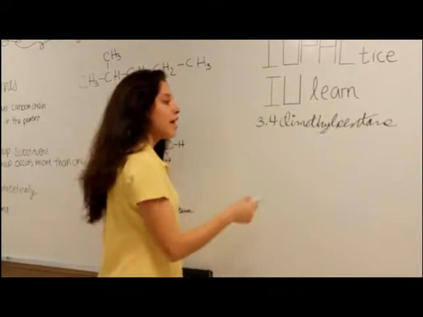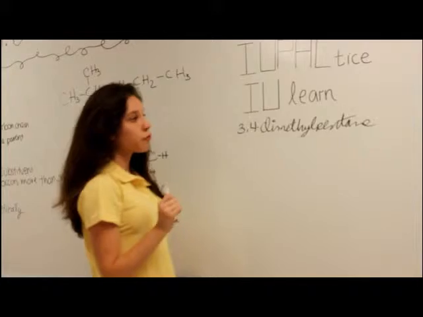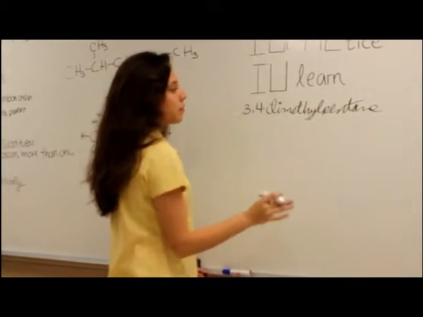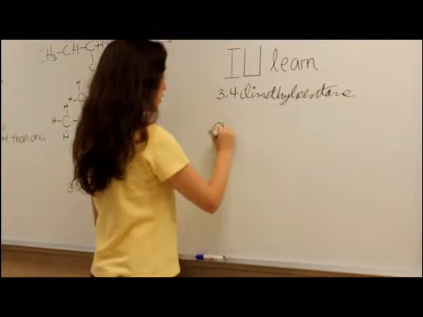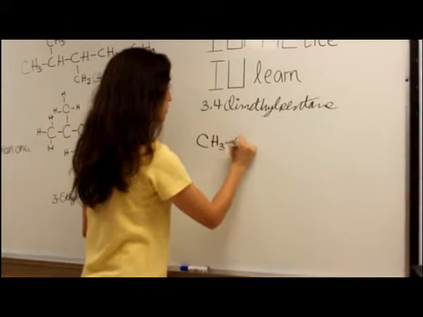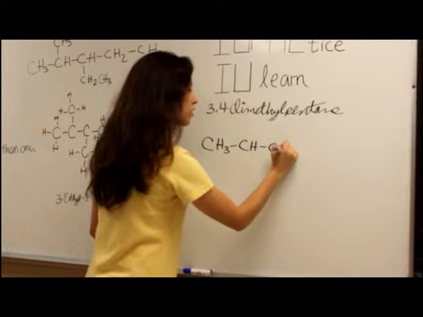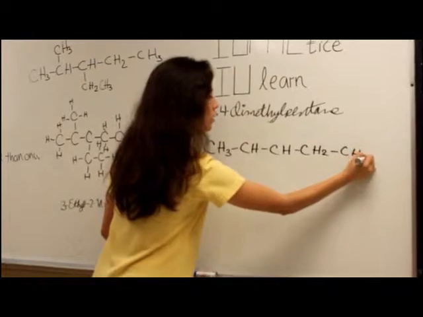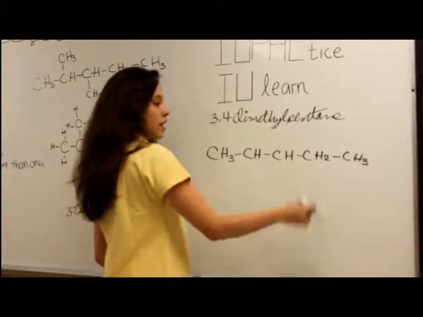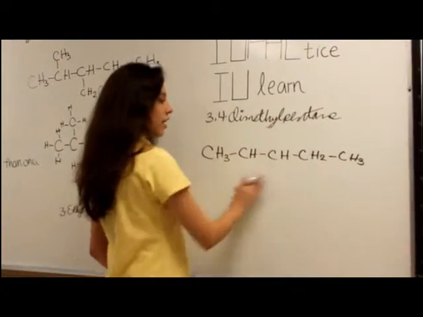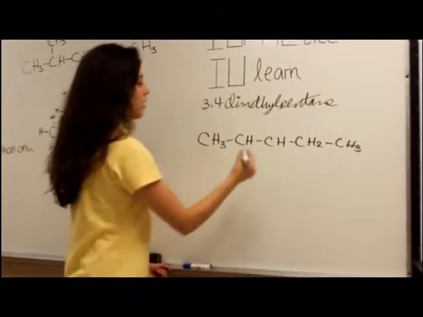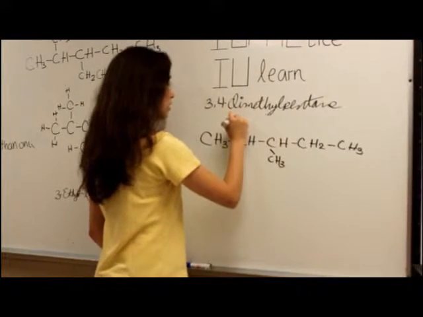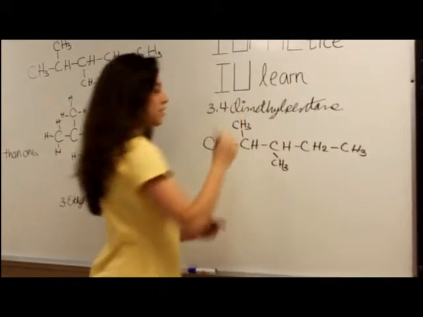Well, and a last example of how to write structural formulas for alkanes. We are going to write 3,4-dimethylpentane. And here is the pentane. We're going to number this chain as 1, 2, 3, 4, 5. And this is number 3. And this is number 4. And this is it.